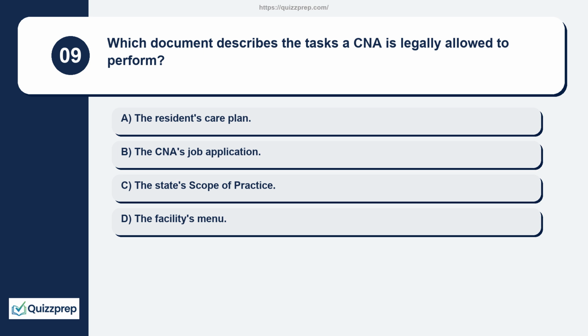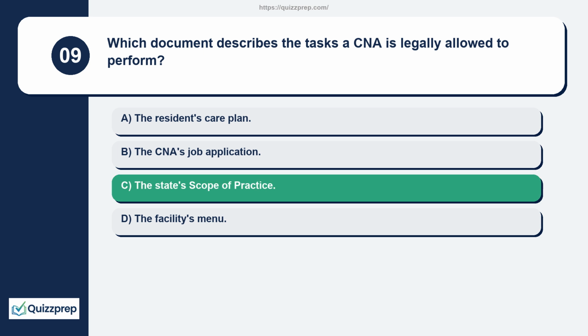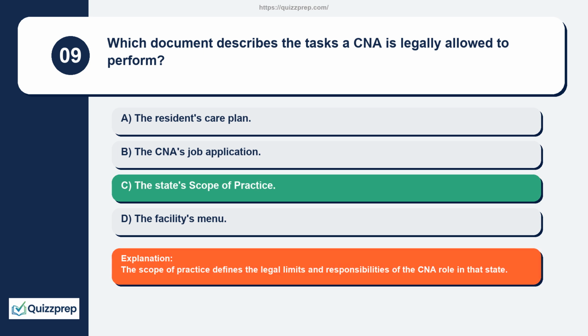Question 9. Which document describes the tasks a CNA is legally allowed to perform? The resident's care plan. The CNA's job application. The state's scope of practice. The facility's menu. The scope of practice defines the legal limits and responsibilities of the CNA role in that state.